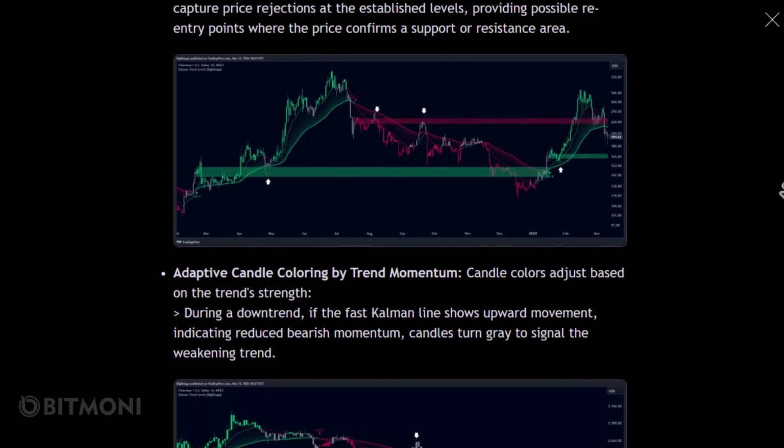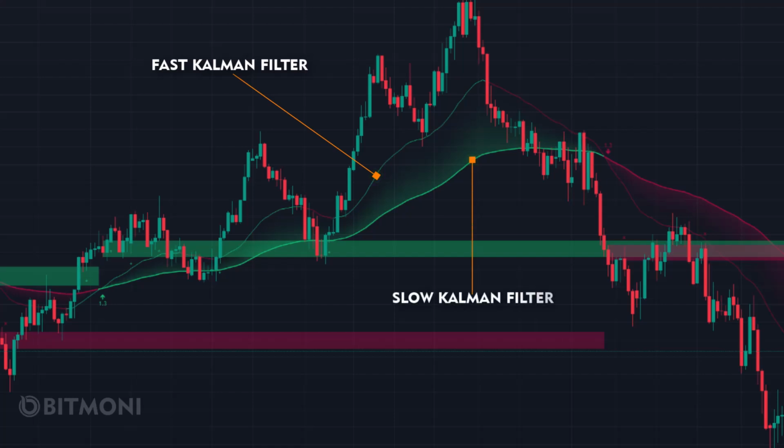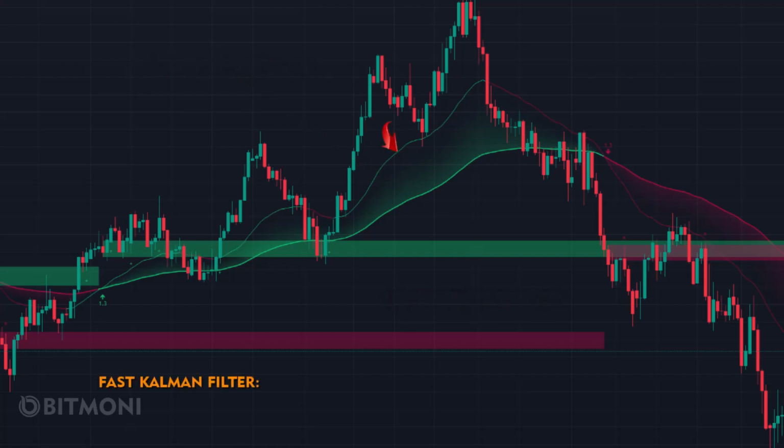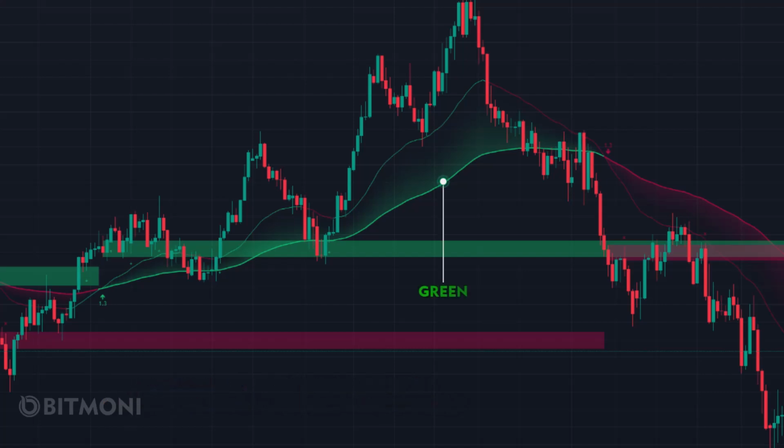Now let's go over what this indicator is made of. First of all, we have the trend levels, which are these green and red trend clouds. They're actually made up of two lines known as Colman filters, specifically a fast Colman filter and a slow Colman filter. The fast Colman filter, this one at the top, adapts more closely to price, while the slow Colman filter, this one at the bottom, is less reactive to price changes. Together, they form the green and red trend levels, which are useful when identifying the trends of the market. A green trend level indicates a bullish trend. On the other hand, a red trend level indicates a bearish trend.